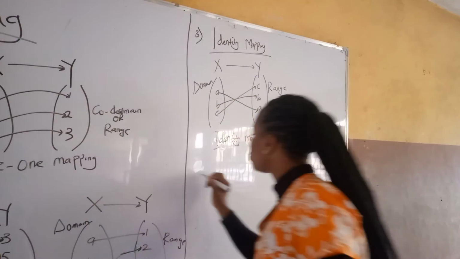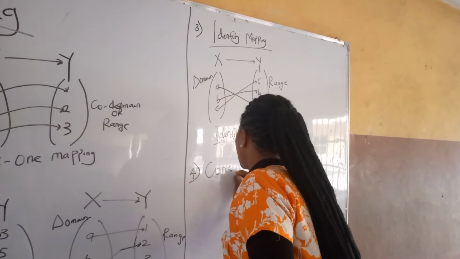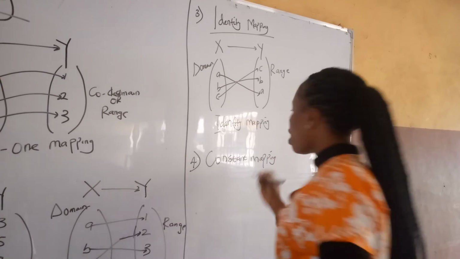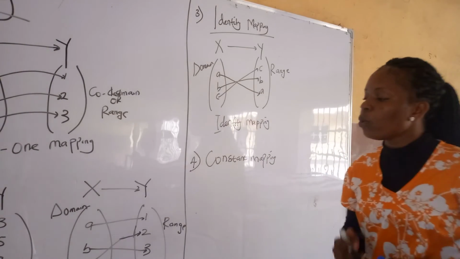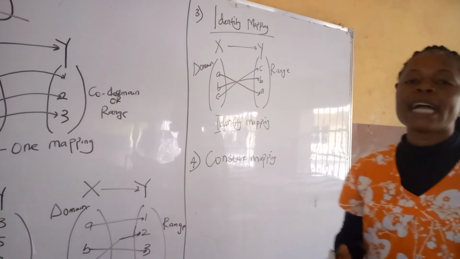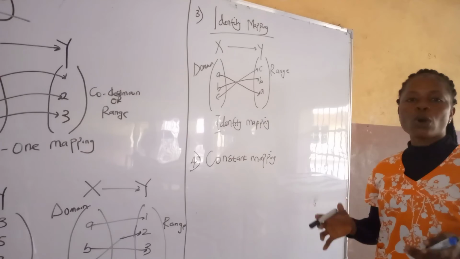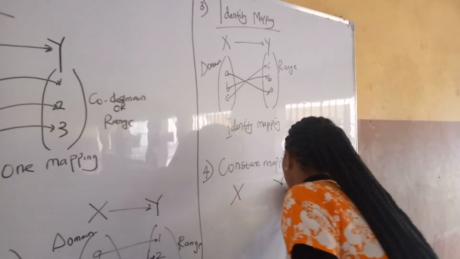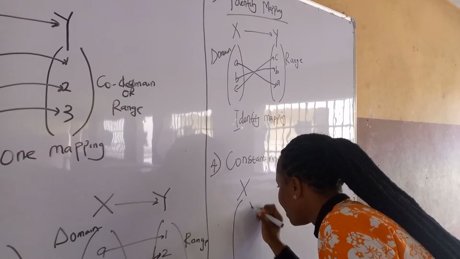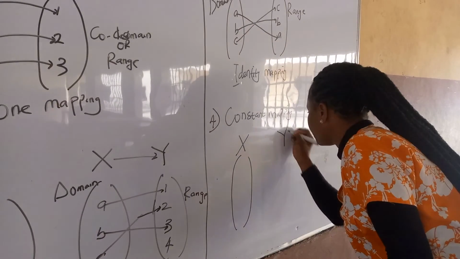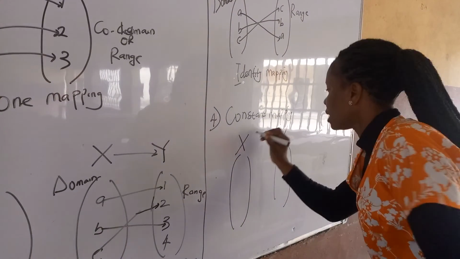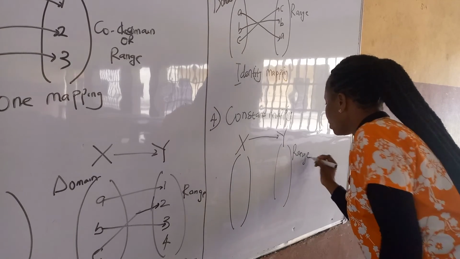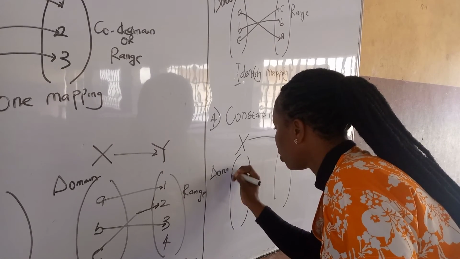We are going to the last one, which is a constant mapping. A constant mapping is a type of mapping in which all the elements in the domain map to a constant element in the codomain. An example always explains more, that is why I always emphasize my examples. Remember, this is called your range, and this is called your domain.